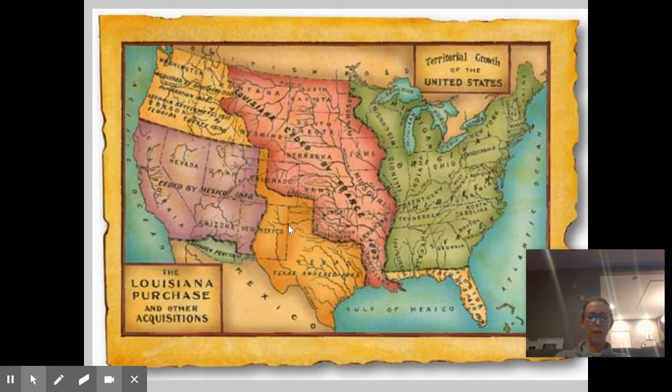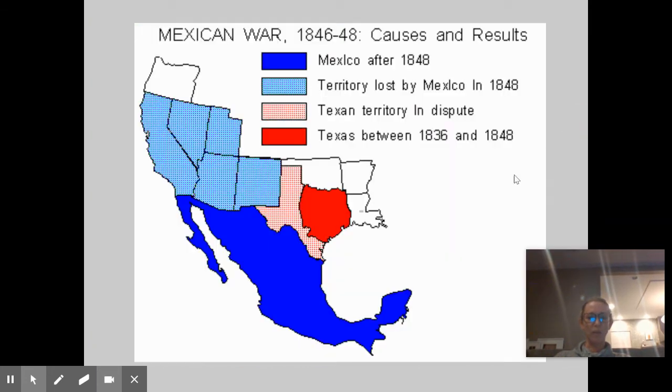So we've got the yellow already and the orange already, thanks to James K. Polk. Now let's talk about the purple. And that actually starts with a border dispute with Texas. So remember, we already had Texas, but the Mexicans say that the border of Texas is this river right here called the Nueces River. Americans say, no, the border of Texas is actually this river right here, the Rio Grande River.